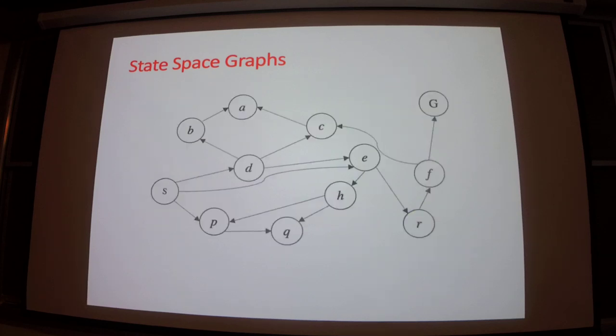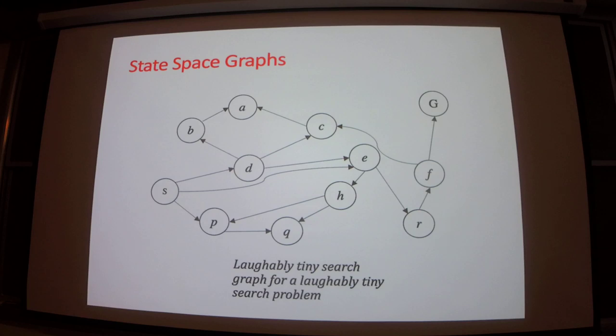Okay, so let's look at a state space graph. Here is a graph, right? We have all these states. We have some start state S. We have some goal state G. We have a set of different transitions we can take through this graph, right? And we want to find a path from S to G through the graph. This is a laughably tiny graph for a laughably tiny search problem. We should all be laughing at this tiny graph. Yes, exactly.